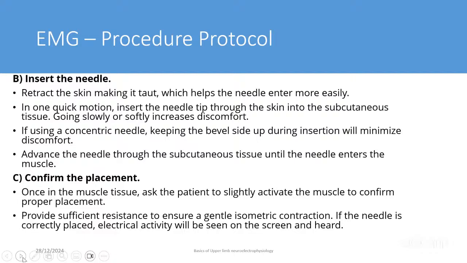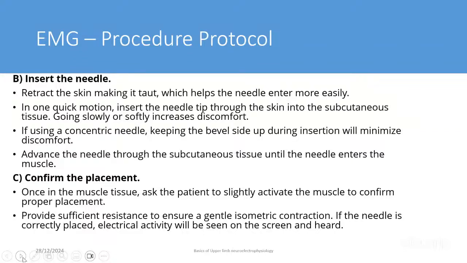In one quick motion, insert the needle tip through the skin into the subcutaneous tissue. Going slowly or softly increases the discomfort. So decide, I want to do this, and put it in. Using a concentric needle, keeping the bevel side up during insertion will minimize discomfort. Always, if you have a bevel, you should keep it up. Advance the needle through subcutaneous tissue until the needle enters the muscle. Once in the muscle tissue, ask the patient to slightly activate the muscle to confirm the proper placement.